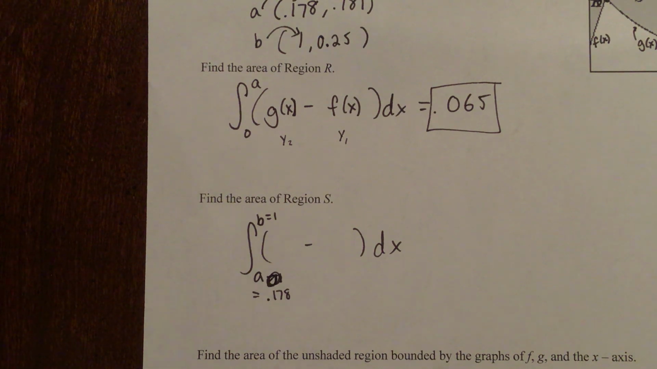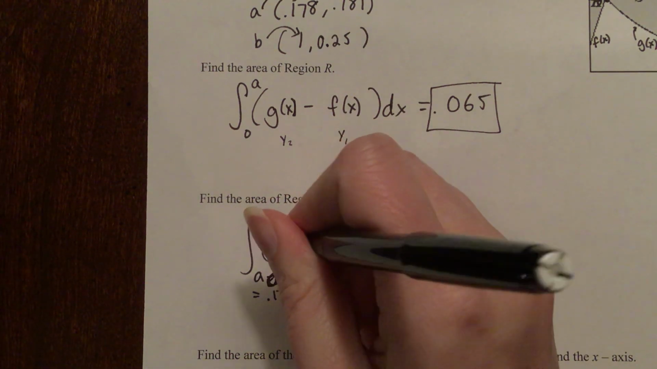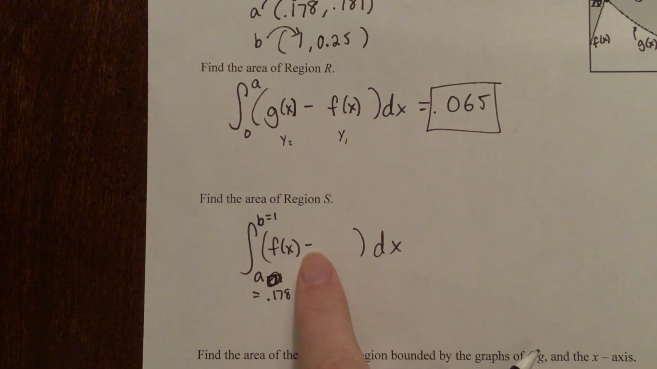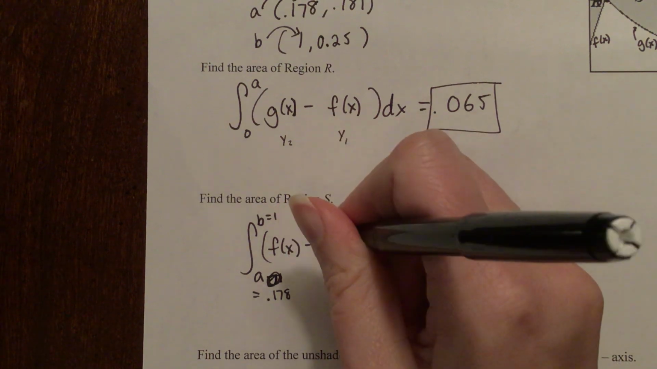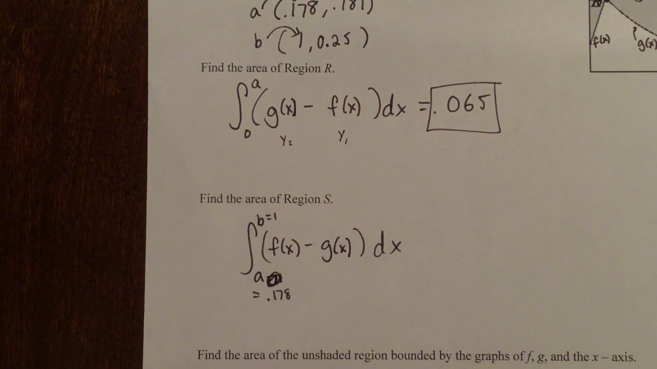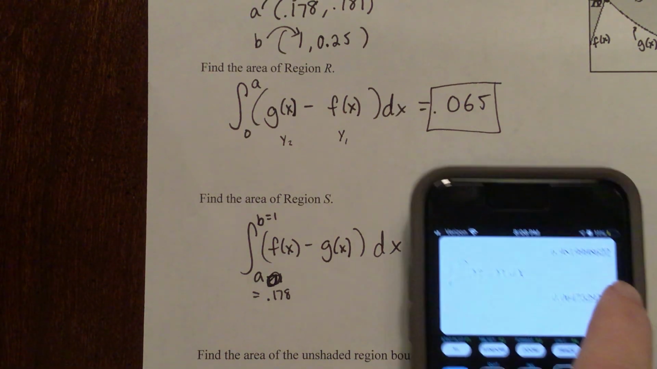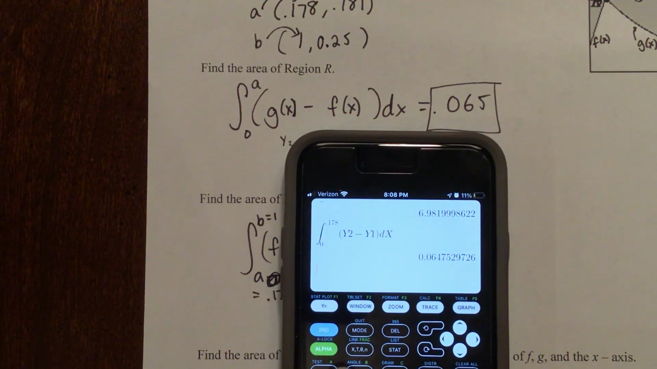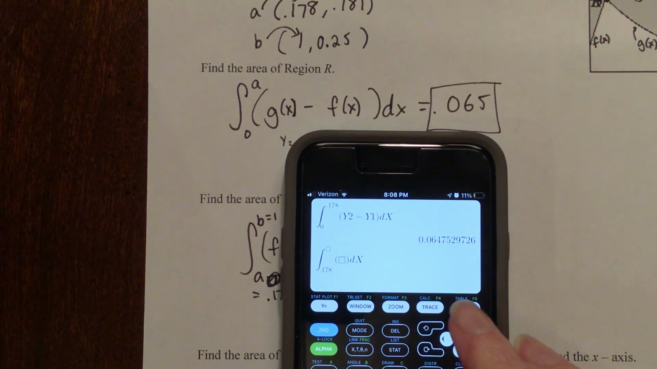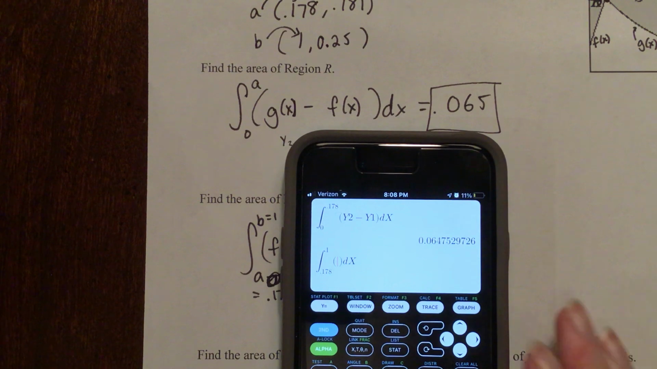Okay, for S, f of x was on top. So f of x is going to go first, right? You have to subtract big minus small in order to get that positive area. The second one's going to be g of x. So it's always top minus bottom. We have different A's and B's this time. Otherwise, we're doing the exact same thing. So this is 0.178, and this is a 1.